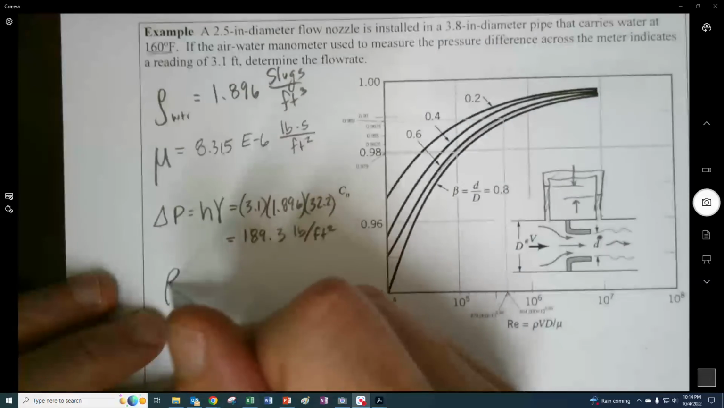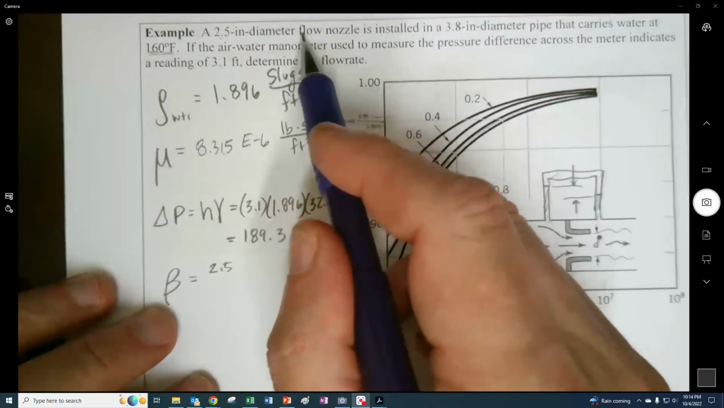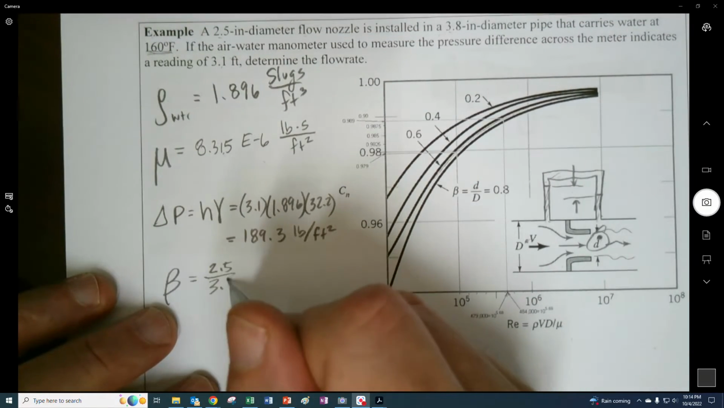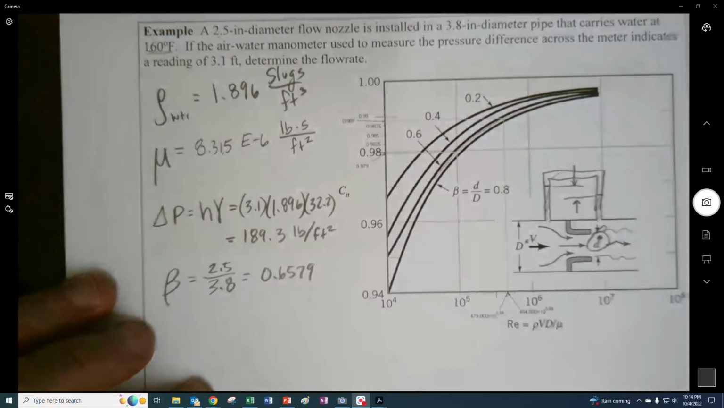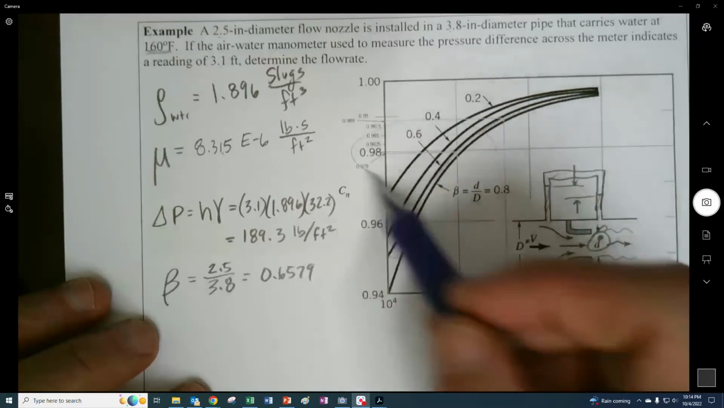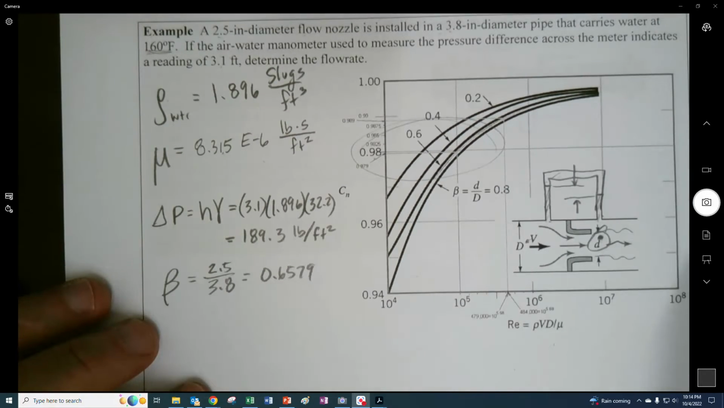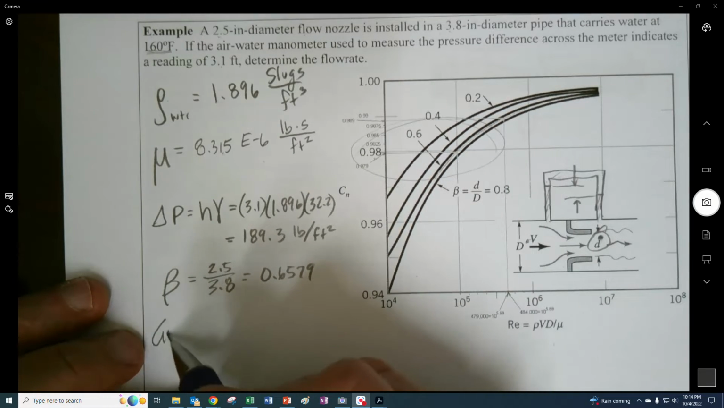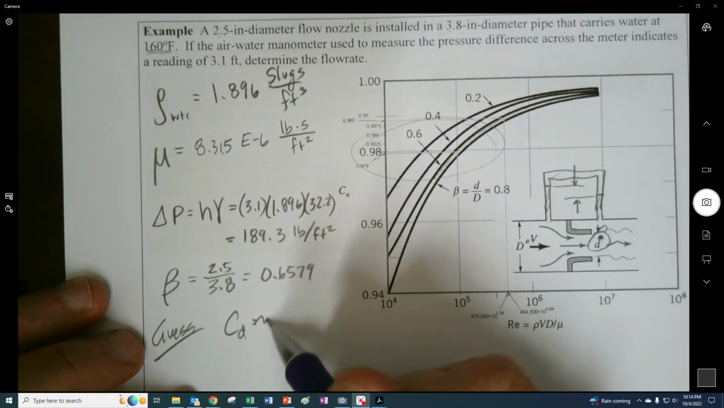We also want to know our beta. So 2.5 inch is the nozzle diameter, and the pipe diameter is 3.8. So we'll end up with 0.6579. Let's look for the mid-range right here. I guessed 0.98 is maybe a worthwhile guesstimate off of this. So I'm going to guess a CD equal to approximately 0.98.